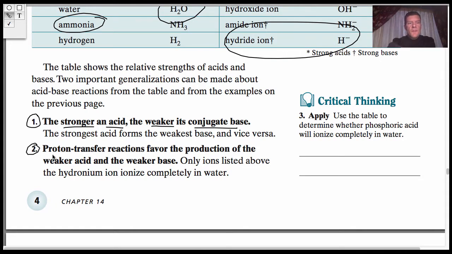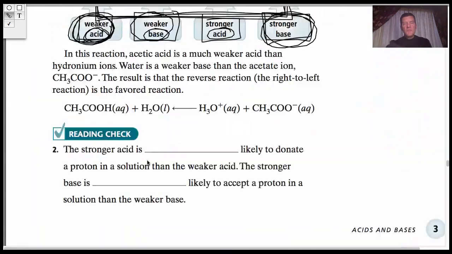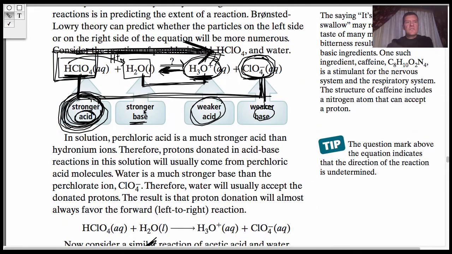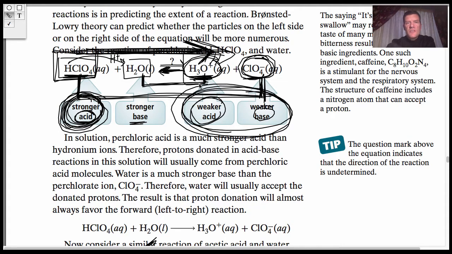And two, the proton transfer. Remember, acids donate a proton, bases accept a proton. They favor the production of the weaker acid and weaker base. That's another way to say what I just said before. I said that the stronger acid is going to push in its direction, meaning you're going to make more of the weaker acid and weaker base. The weaker acid and weaker base are always going to be in greater concentration.